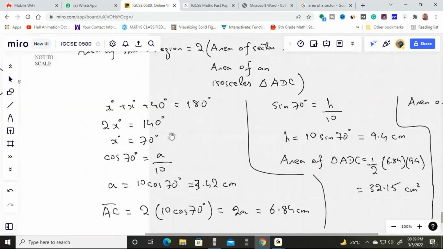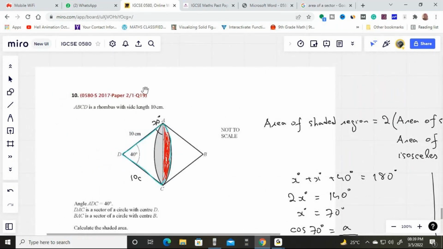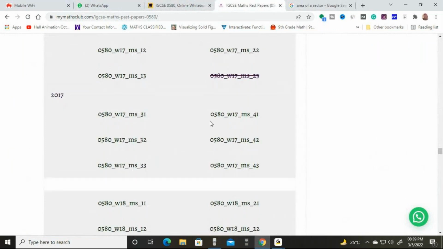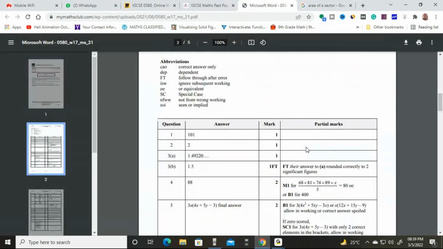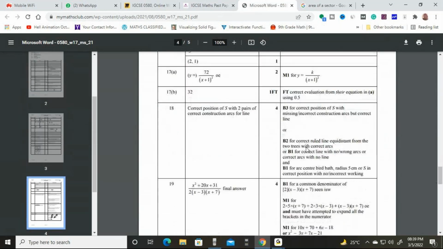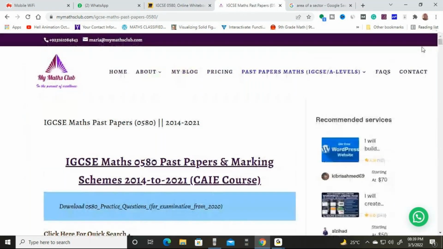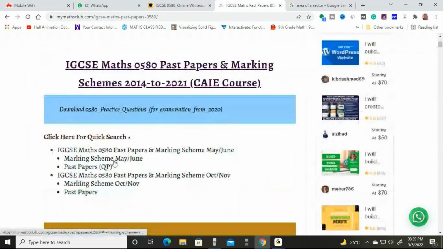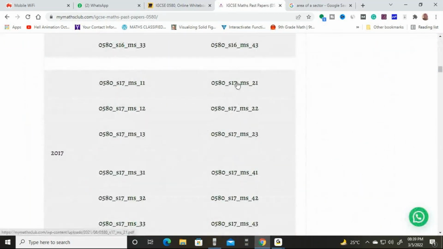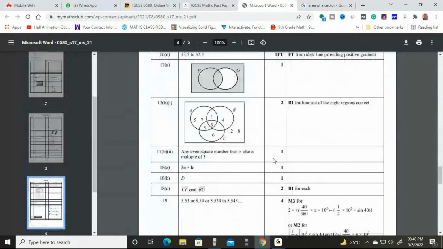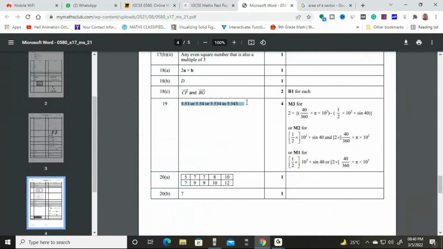This was the last question, and it's 217, paper 2 119. Okay, it's from May, June, I guess. Yeah, that's close. 5.5. That's correct.